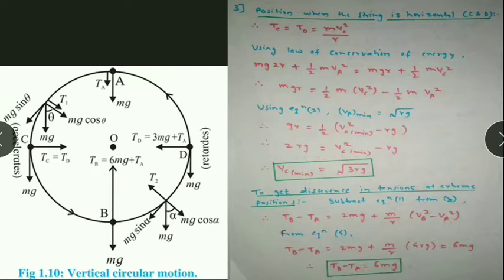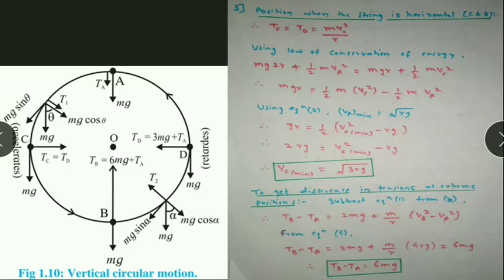Here m gets cancelled, and using equation 2, Va minimum is equals to square root of Rg. Therefore, Va square is equals to Rg. Therefore, we get gr is equals to half into Vc square minimum minus Rg. Therefore, 2Rg is equals to Vc square minimum minus Rg, and Vc minimum is equals to square root of 3Rg.